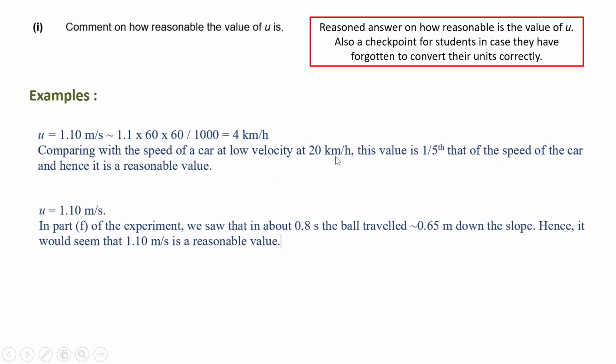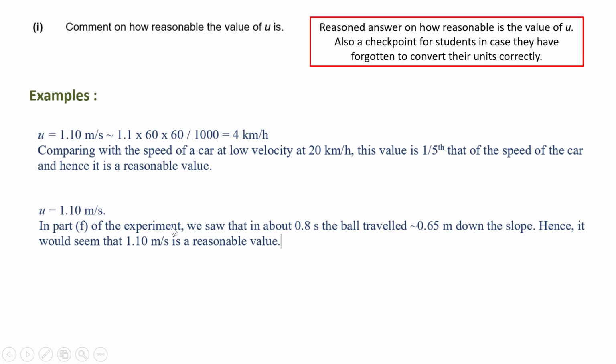So since what you got is in meters per second, you can do a quick conversion and convert it into kilometers per hour, and that is about 4 km per hour. And you see that this is only 1/5 that of the speed of the car, and hence this is a reasonable value. The other way is if you have looked at other values earlier, you can try and see if there are any hints in the earlier part of the experiment that may suggest whether this value is reasonable.